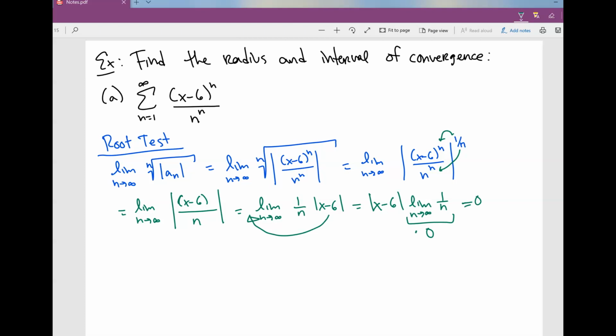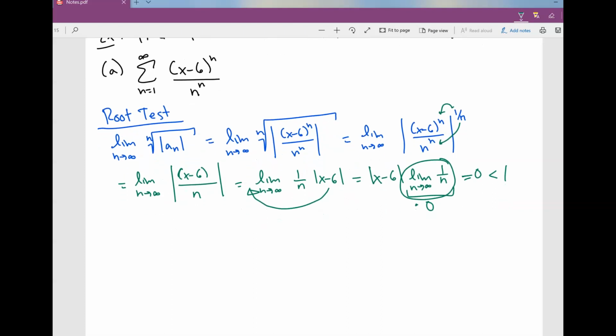Notice that 0 is always going to be less than 1. So this series is always going to converge. No matter what value of x I plug in, it's always going to converge. If I plug in x equals 1,000, this limit still goes to 0, so that 1,000 is just zeroed out when you multiply it by 0.